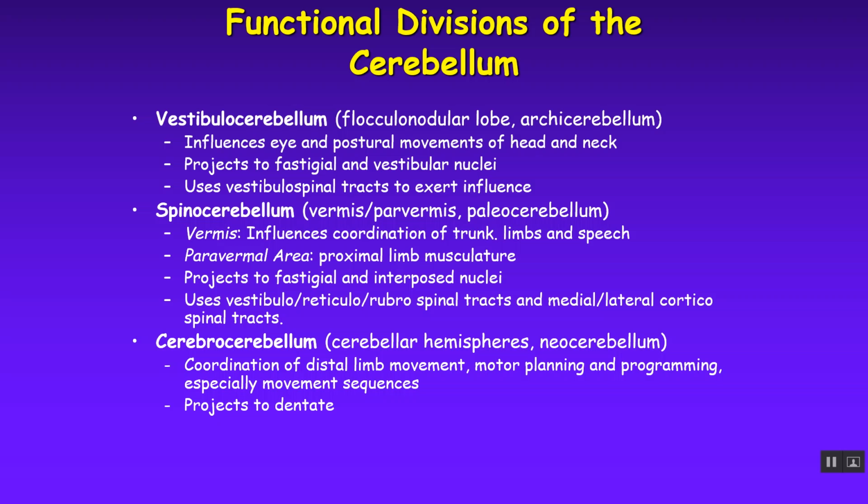In order to influence your trunk, neck, upper back, the vestibulocerebellum, those deep cerebellar nuclei, the fastigial nucleus and the vestibular nuclei use the vestibulospinal tracts, right? The vestibulospinal tracts, the motor tracts that go to your upper back and neck and facilitate posture and innervate those postural muscles. That's how they exert their influence.